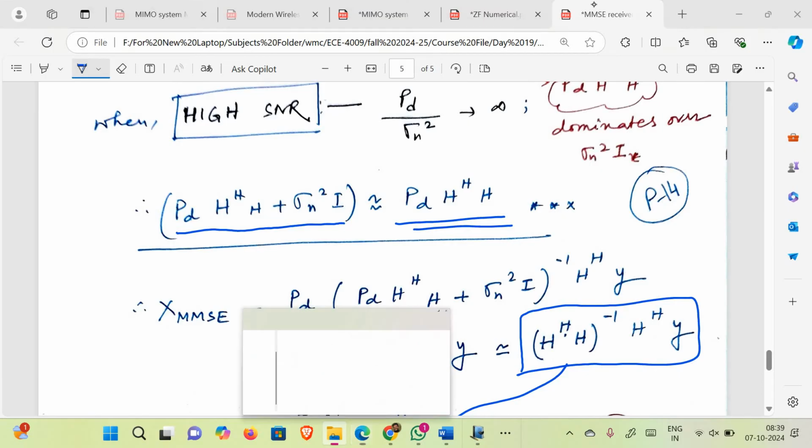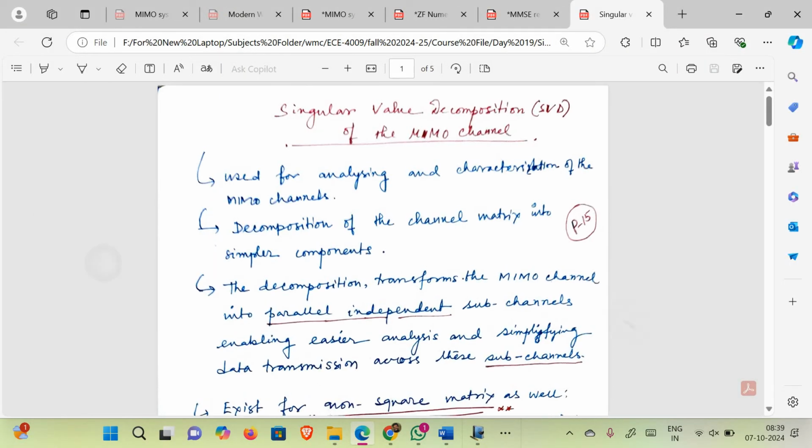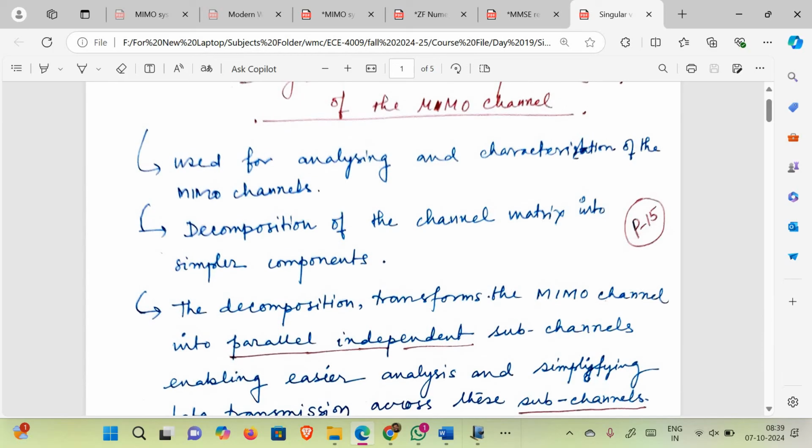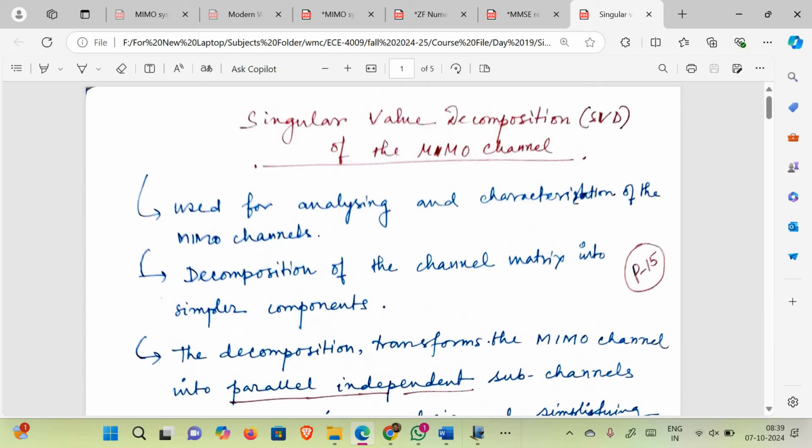signal can be defined by something called singular value decomposition for the MIMO channel. All right, we call it the SVD. SVD is already there. We usually do it for matrix calculation also. But the significance of it in terms of our wireless system is what we are looking at.